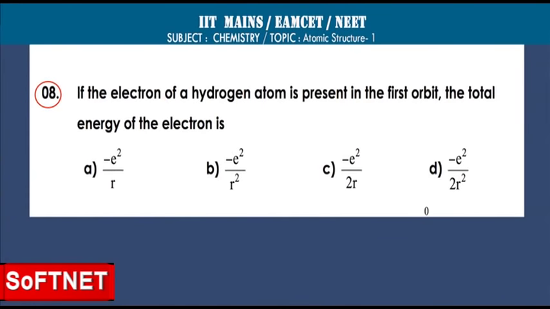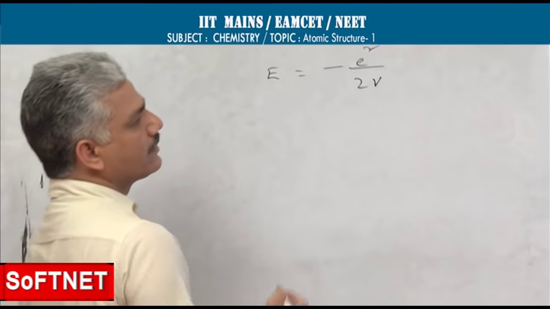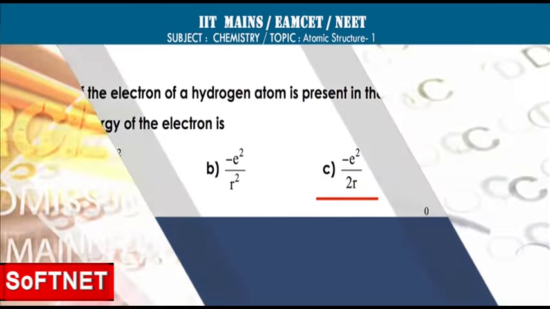Eighth question. If the electron of a hydrogen atom is present in the first orbit, the total energy of the electron is. The total energy of electron E is calculated as minus e square by 2r. So, the correct answer is option C for this question number 8.